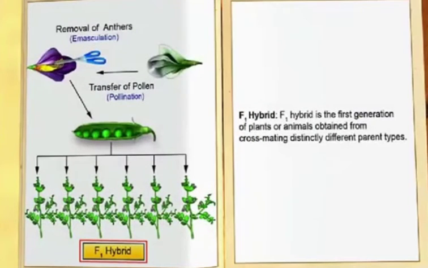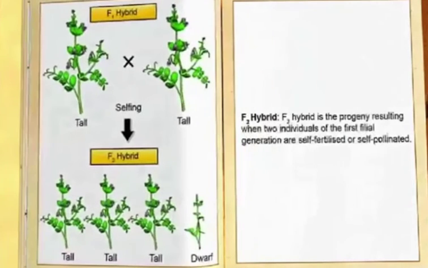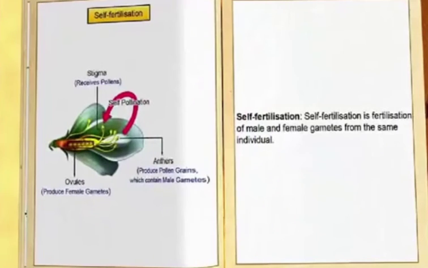F1 hybrid or first filial generation is the first generation of plants or animals obtained by crossing different parent types. When two individuals of the first filial generation are self-fertilized, the resulting progeny is called the second filial generation or F2 hybrid. Self-fertilization is a term used when fertilization takes place between the male and female gametes from the same individual.